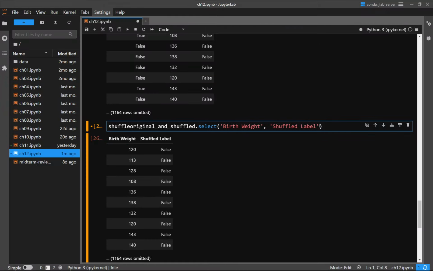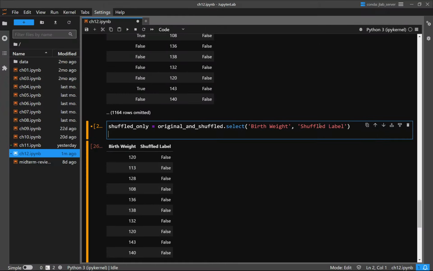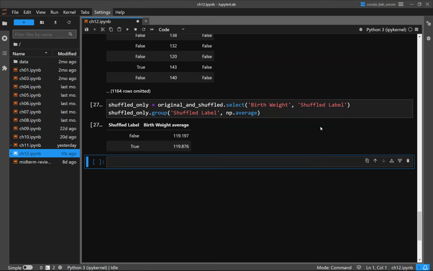So we'll call this shuffled only, is that. And then take shuffled only and group by that shuffled label, and then do the average of all those weights. That's what we end up with.